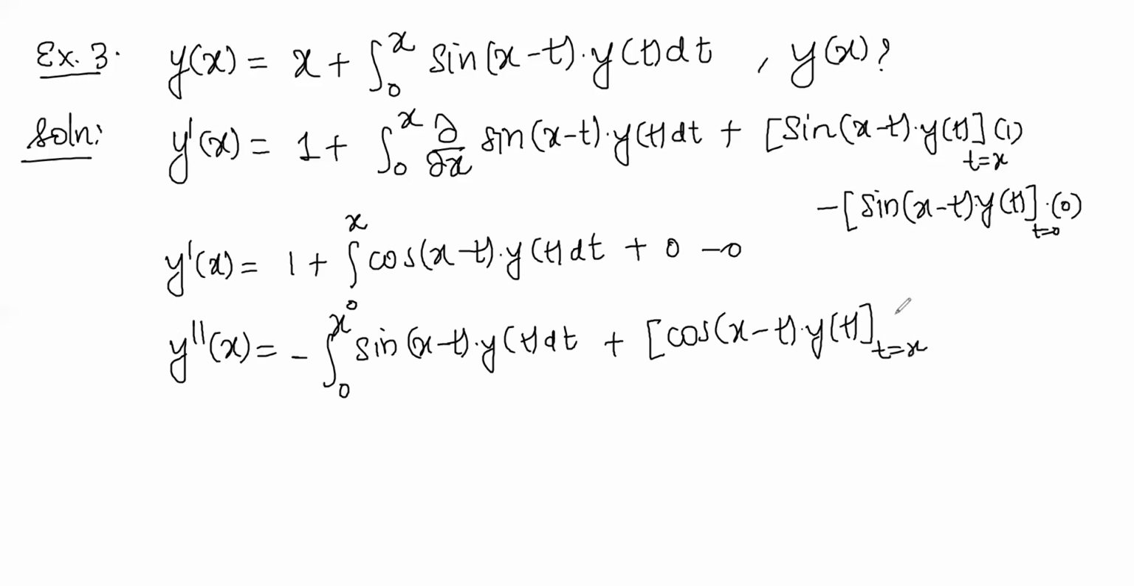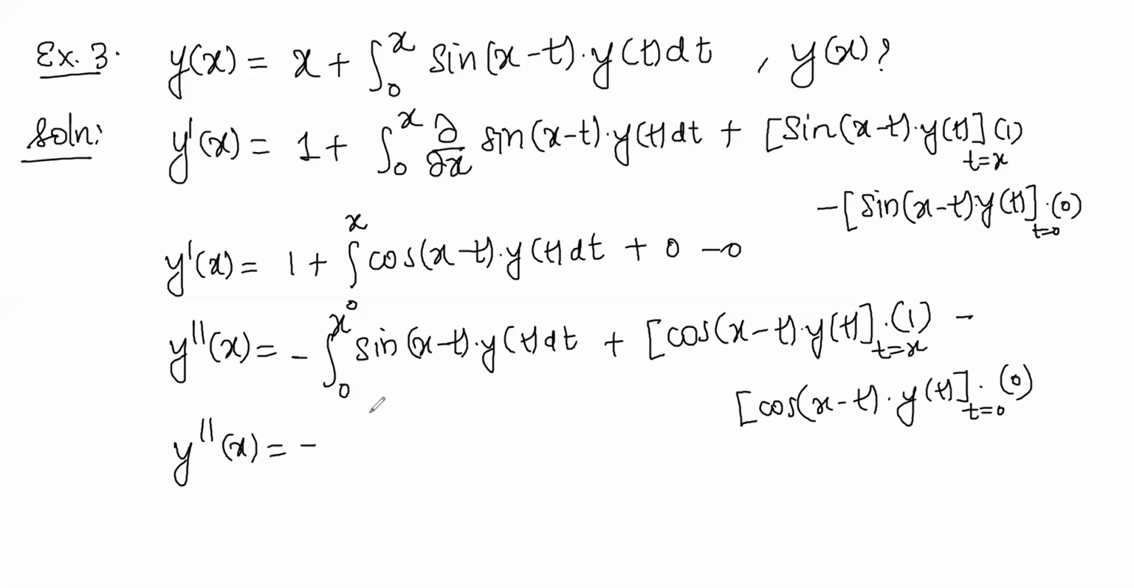This works at t equal to x, and then minus cos (x minus t) y of t at t equal to 0, whose derivative is 0. Now y double dash x will be equal to minus the integral from 0 to x of sine (x minus t) y of t dt. Now if I put t equal to x here, this gives me cos 0, that is 1, and then y of x. So I'm just getting y of x.